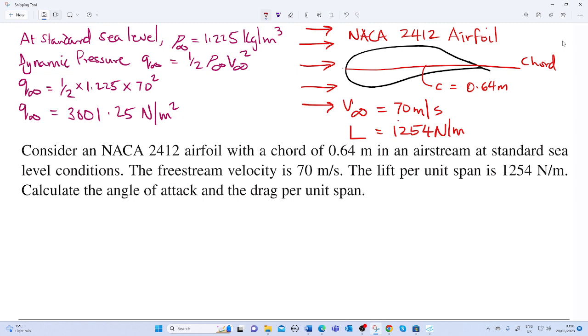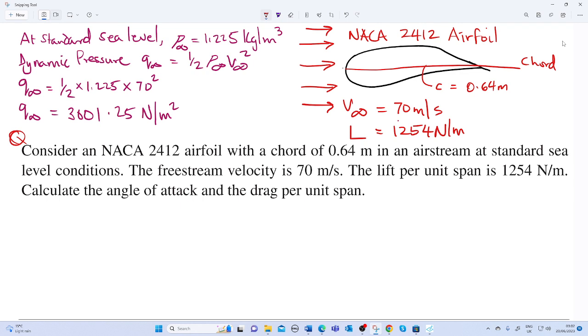Today we have another question from aerodynamics. Now let's read the following question. Consider a NACA 2412 airfoil with a chord length of 0.64 meter in an airstream at standard sea level conditions. The free stream velocity is 70 meters per second. The lift per unit span is 1254 Newton per meter. Calculate the angle of attack and the drag per unit span.